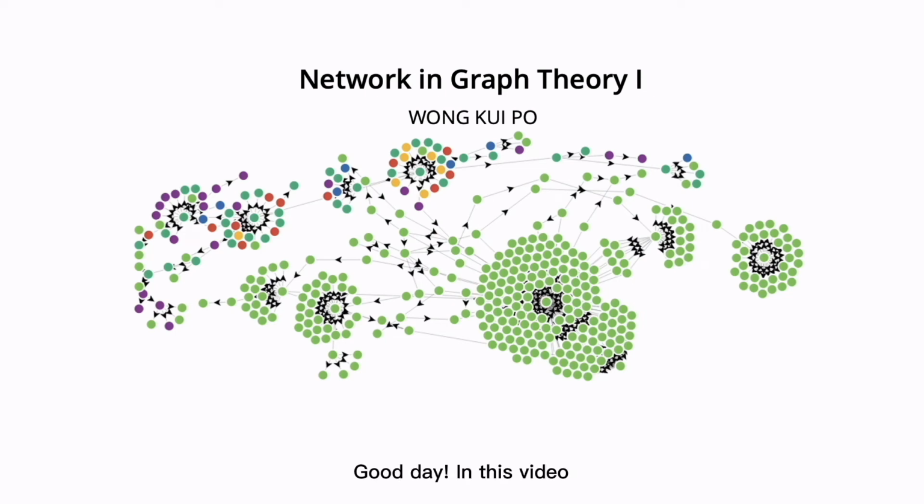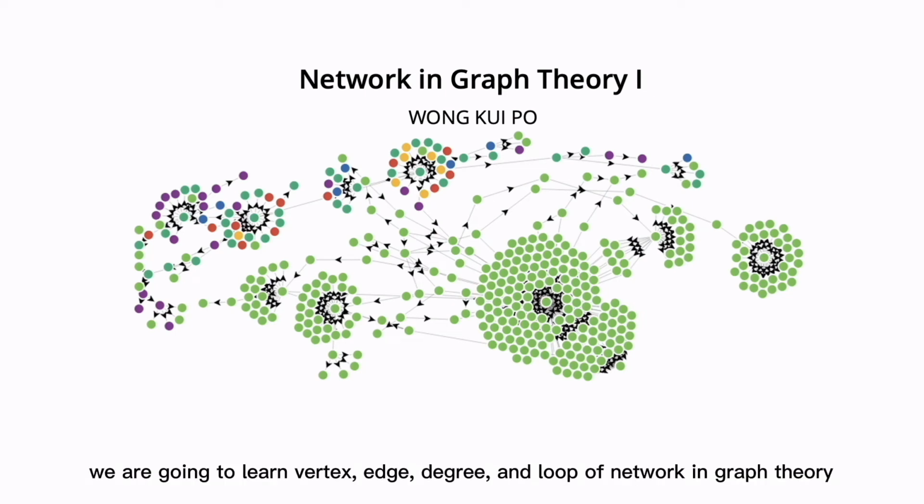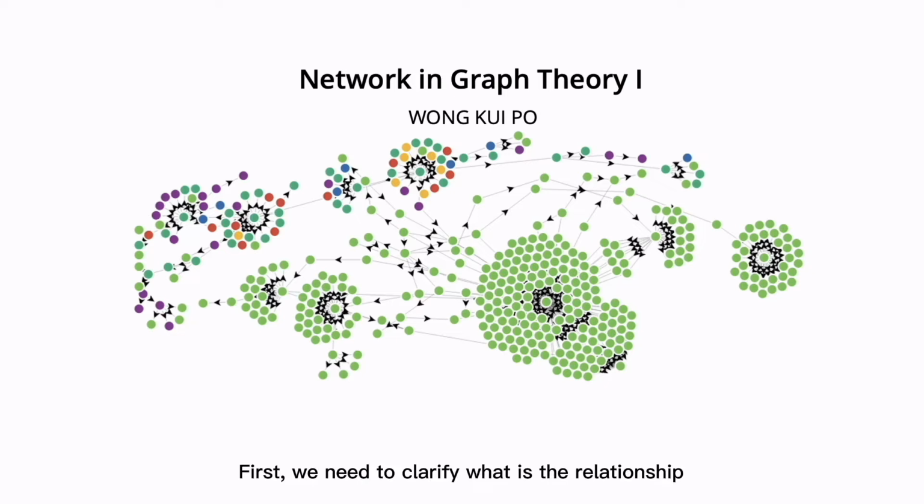Good day. In this video, we are going to learn vertex, edge, degree, and loops of network in graph theory. First, we need to clarify what is the relation between a network and a graph.